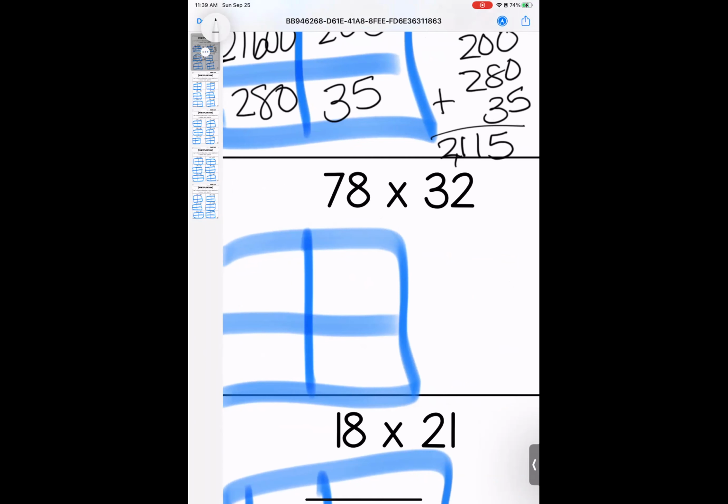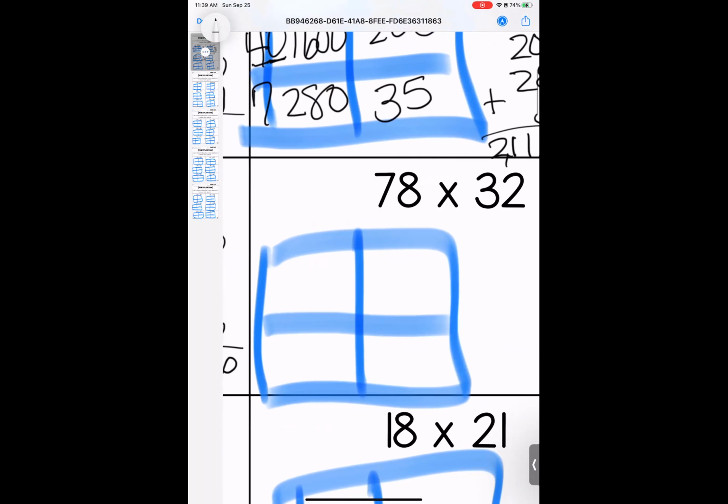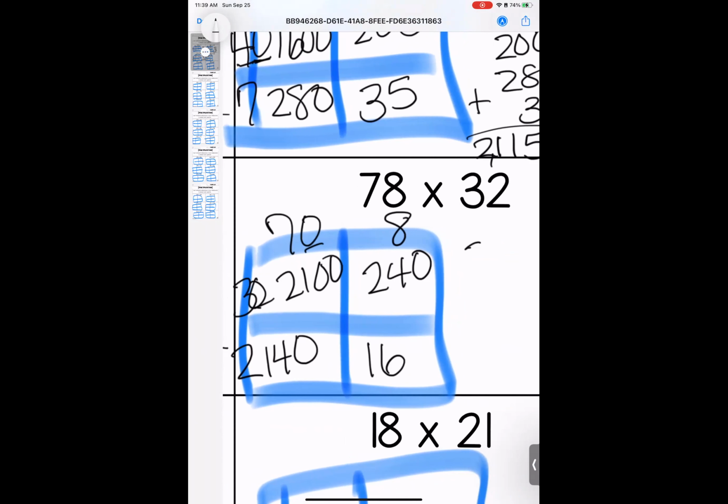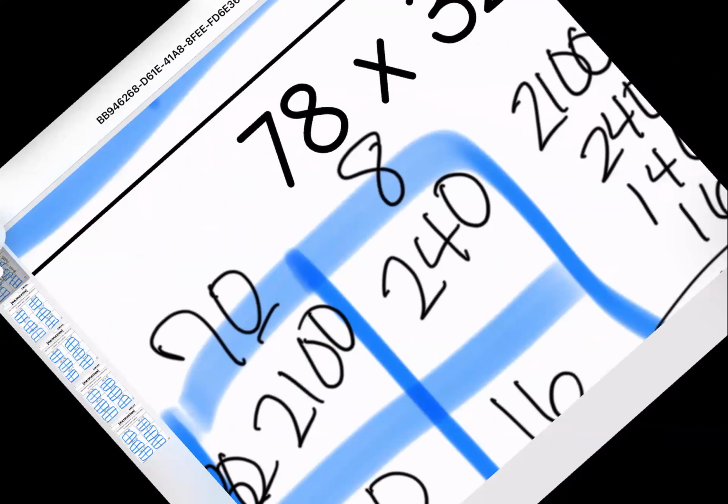Okay, 2,356. Moving right along. 78 and 32. We have 70 and 8, 30 and 2. 7 times 3 is 21, 2 zeros. 3 times 8 is 24, 1 zero. 7 times 2 is 14, 1 zero. 2 times 8 is 16. So we have 2,100, 240, 140, 16. We stack and add them. We get 2,496.